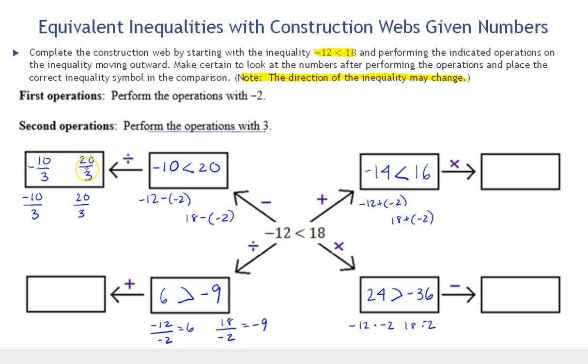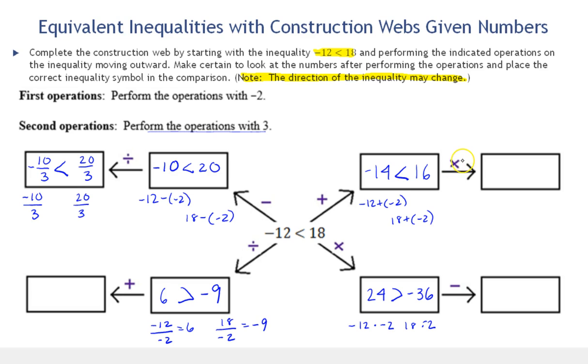And I know that a positive is always bigger than a negative, so I don't need to figure exactly what they equal in terms of mixed numbers. And I have -10 thirds is less than 20 thirds. Well, the direction stayed the same as the last example. So here we divided, but the direction of the inequality symbol did not change. Let's see what happens on the next one.